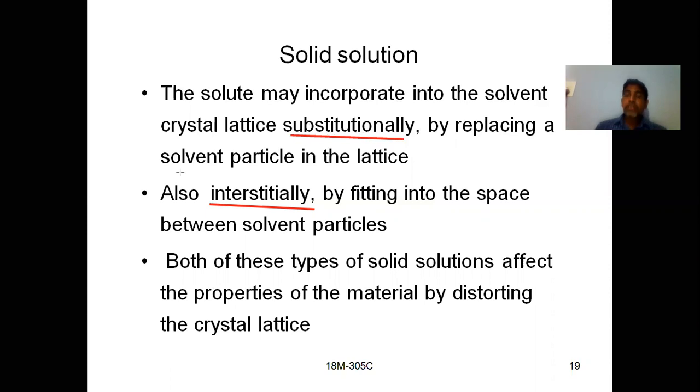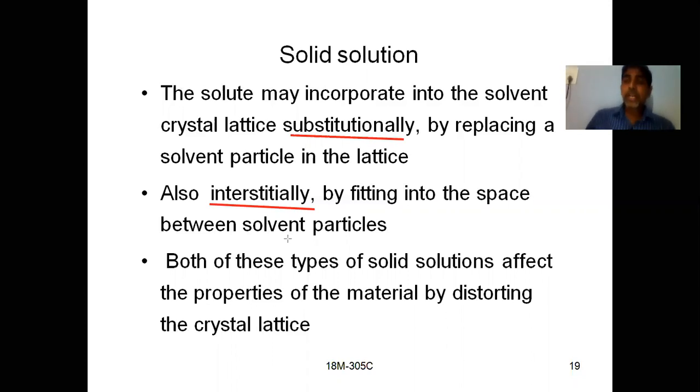Whatever the solvent particles you have, those solvent particles are replaced by your solute particles. And in the interstitial solid solution, what will happen? These solute particles fit into the spaces between the solvent particles. In those solvent particles, whatever space is available, in that space the solute particles will be accommodated. Then only we can call it an interstitial solid solution.